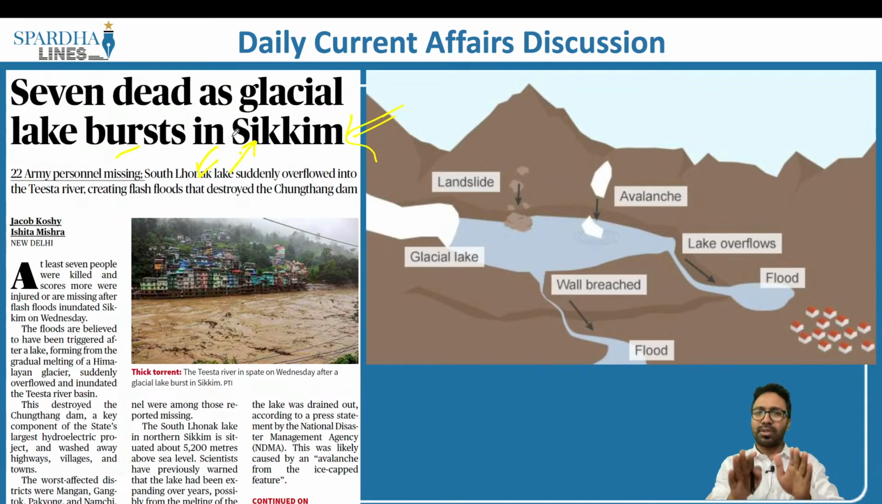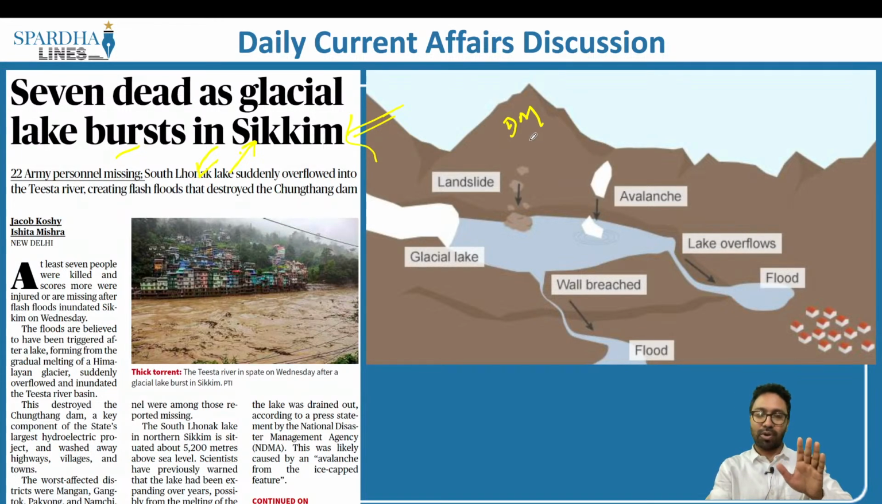The second is with respect to the analysis, where we understand that this happens to be a very significant topic. One, from the disaster management perspective. Second is from geography, that is paper 1 as well, where we understand where is the location, what exactly happened, what is a glacial lake, and third is from ecology and environment perspective, where we understand the climate change manifestations that are taking place in a couple of places in India as well as the world over.